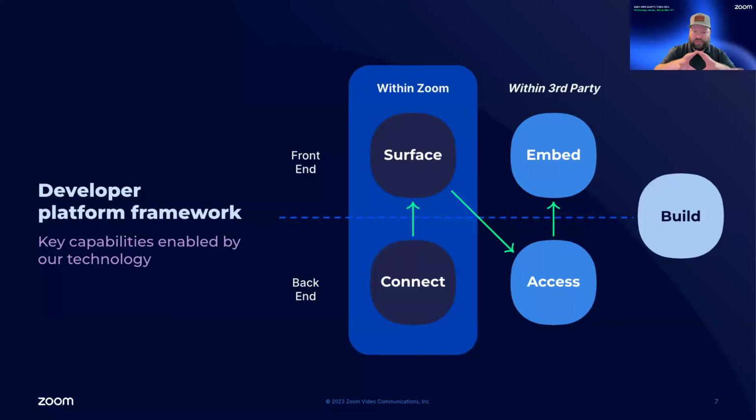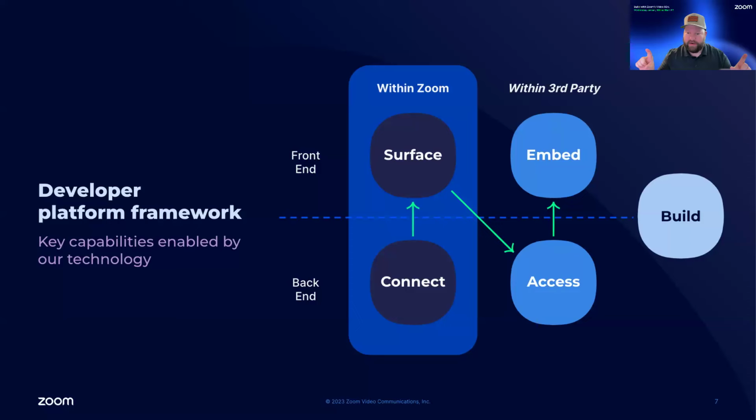And you'll see here, this is kind of an overview of all the things that we do. And we kind of delineate them into these different categories. We have connect, we have surface, access, embed, and build. Now, there's kind of a back-end layer. That's the connect and access. That's your traditional integration point. That's kind of APIs, webhooks, those sorts of things.